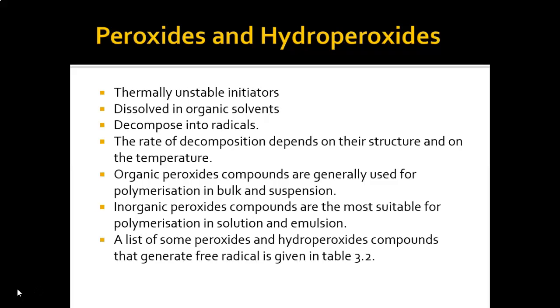And the organic peroxide compounds are generally used for polymerization in bulk and suspension. Inorganic peroxide compounds are the most suitable for polymerization in solution and emulsion. A list of some peroxide and hydroperoxide compounds that generate free radicals is given in table 3.2.